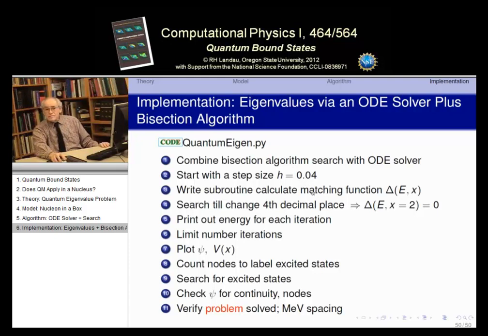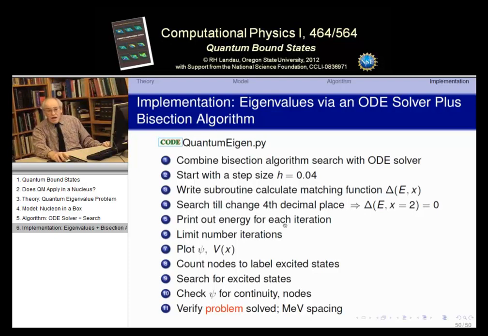Write a subroutine that calculates this matching function, what I call delta, matching for the logarithmic derivatives, and you want that function to go through 0. That's when you have a good solution. If you can change the energy only in the 4th decimal place and have it go through 0, then you know, aha, I know what the energy is within 3 decimal places. So that's how you determine your precision.